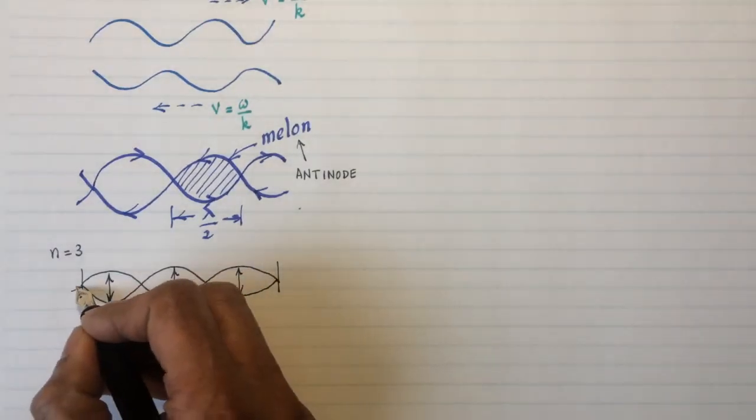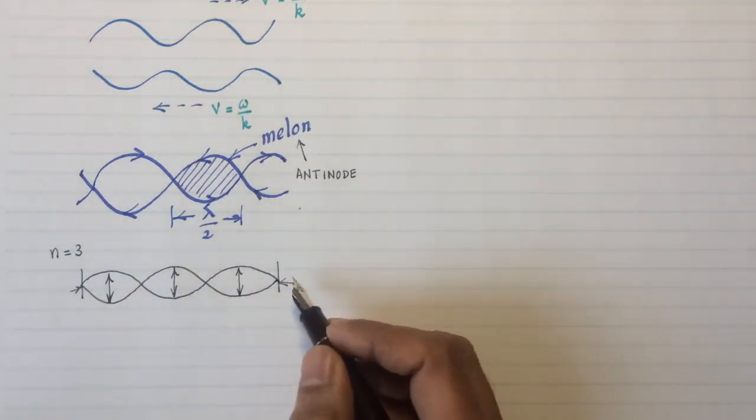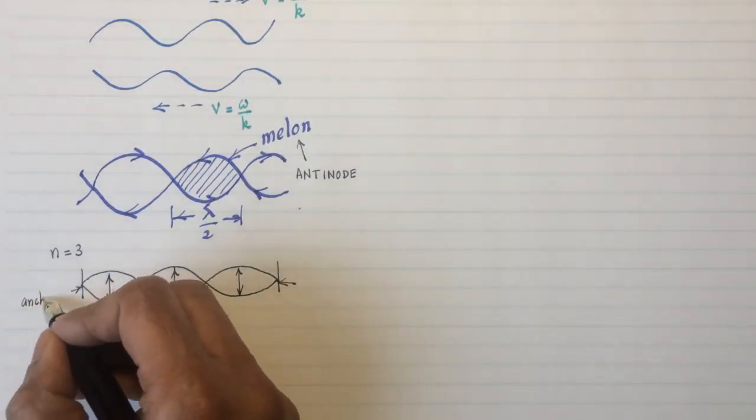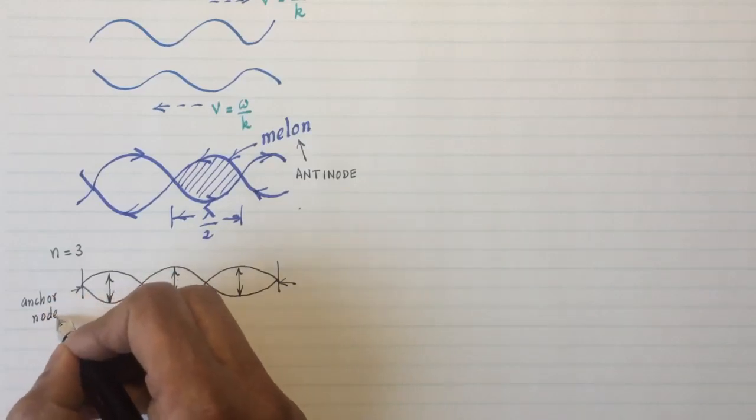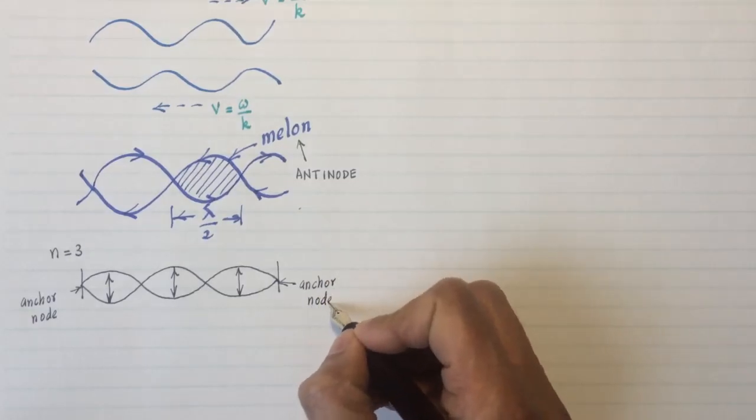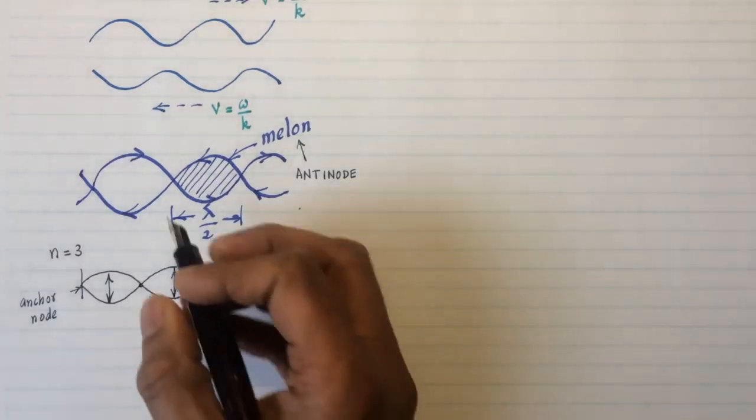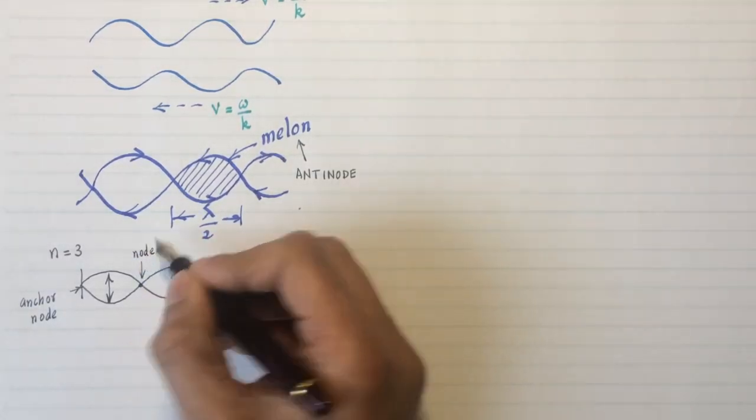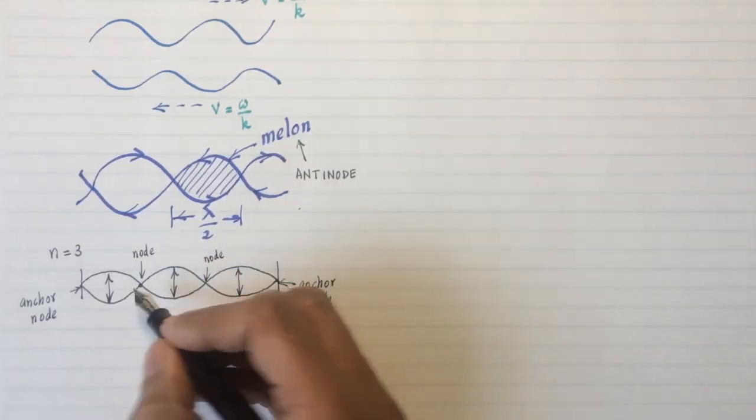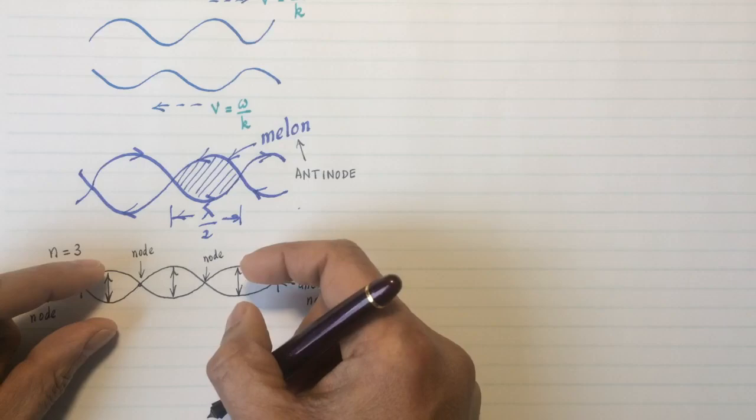Now the points where it attaches to the support, like for example a clothesline with 2 walls on either side, are called anchor nodes. You don't count them because they are only suitable for anchoring the string or the clothesline. Now you have 3 antinodes, and in between 2 antinodes you have what's called a node. These nodes are not vibrating at all. They're just there in space, not moving. And the antinodes are vibrating to the maximum degree.